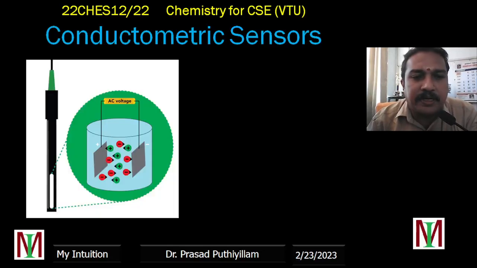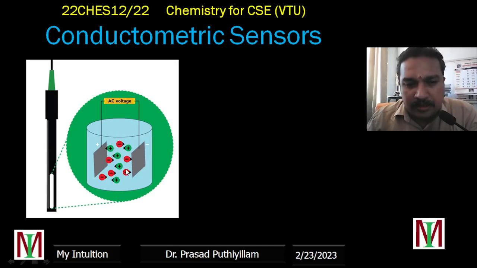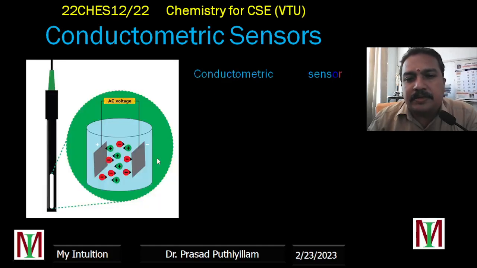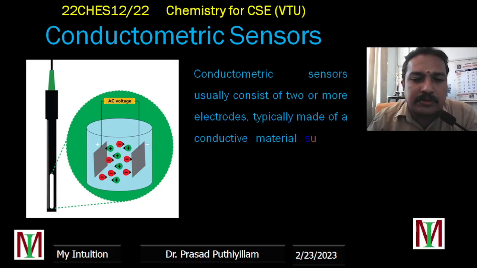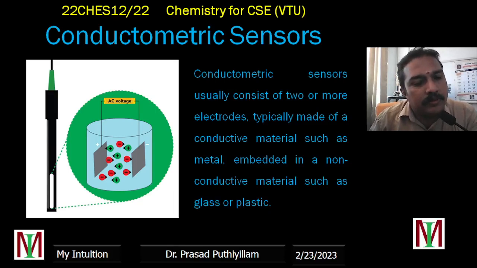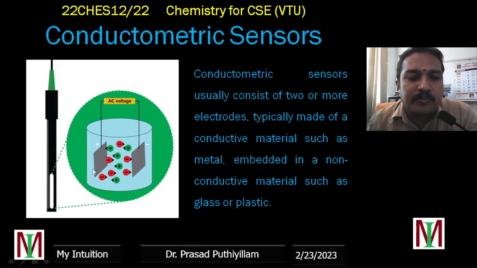Conductometric sensors were explained in my previous class video. This is the schematic representation of a conductometric sensor, the inside of it. This is a conductometric electrode that we use. Here you can see it is made up of two platinum plates. A conductometric sensor consists of two or more electrodes, mainly platinum plates, which are conducting material such as metal, embedded in a non-conducting material like glass or plastic.